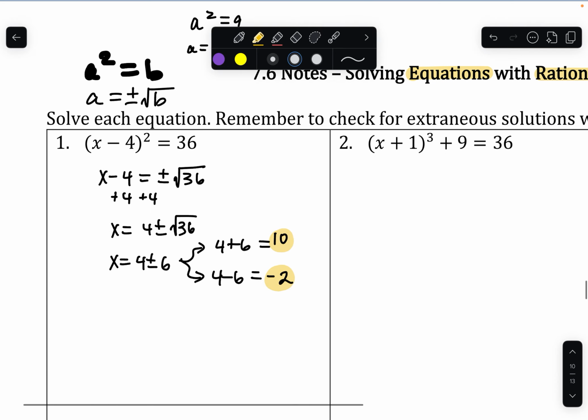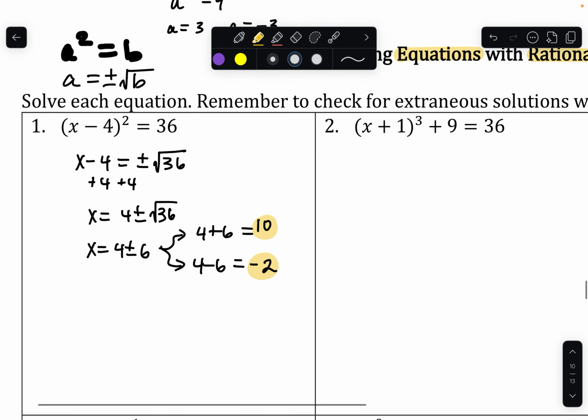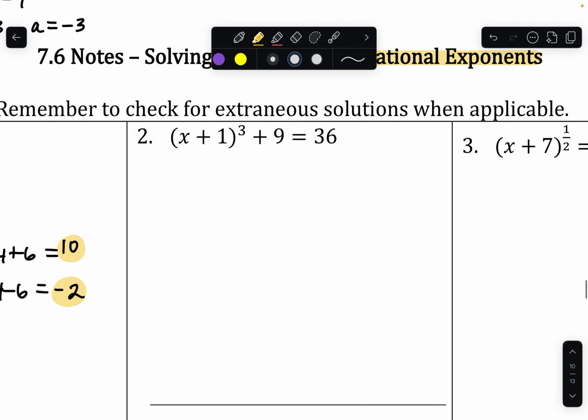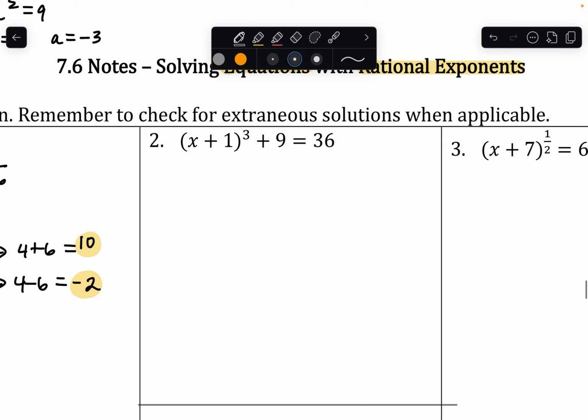Whenever you're solving a quadratic, you usually have two solutions. Okay, here we're solving a cubic equation. You're not going to get two solutions. First step is isolate the cube. And so now I have x plus 1 cubed equals 27.